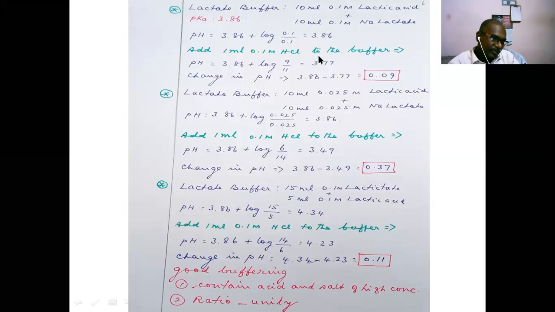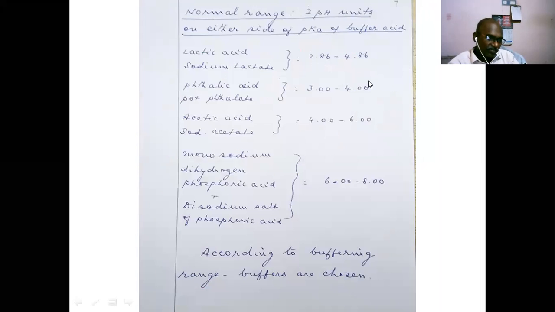Therefore, comparing the 3 things, we have come to a conclusion. A good buffering is achieved when the acid and the salt of high concentrations are taken, and also when their concentration ratio is unity, there is a little change of pH. And the normal range of a pH is 2 pH units, that is either side of the pKa value of the buffer. And therefore, we have listed a number of buffers.